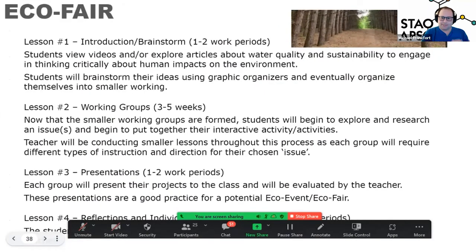Just pulling us back to the project here, this is an overall idea of how you could organize something like this. I usually do it as a class project, but some schools do it as their eco team project. And really, these are just suggested ideas that have been successful for me. But you know your own students, and you know how to engage them and what works and what will grab their attention.